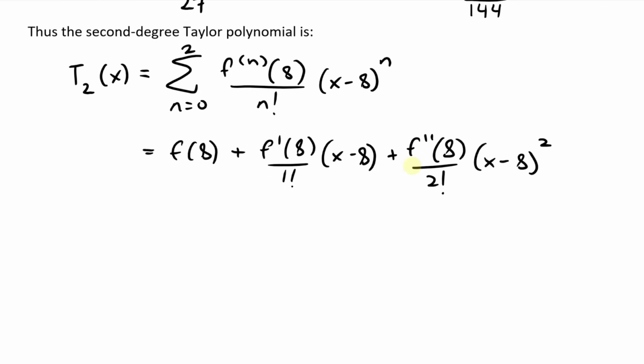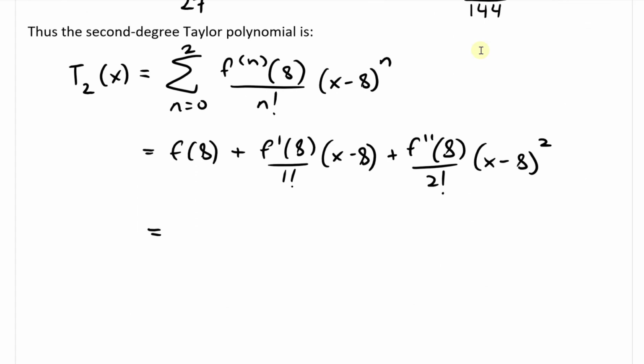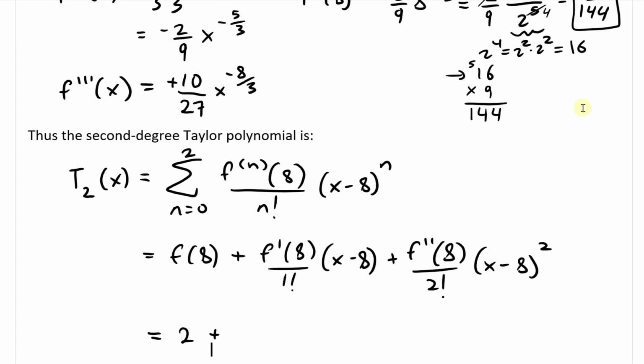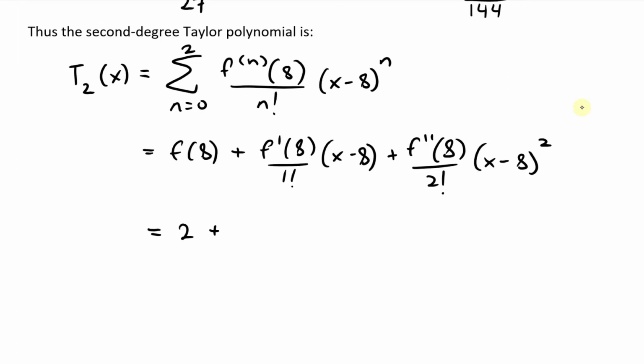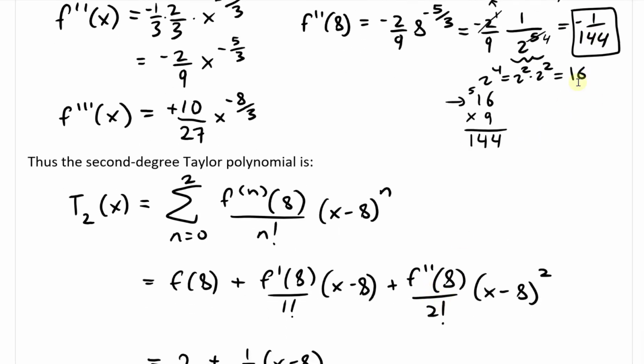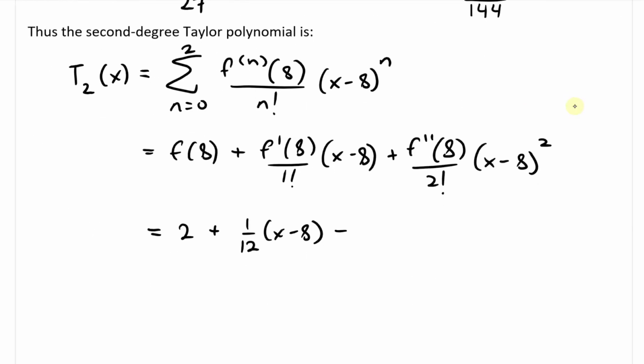Now if we plug in our values, f of 8 is just 2. So this is 2 plus, and then f prime of 8 is 1 over 12, so we have 1 over 12 times x minus 8. And then lastly, f double prime of 8 is negative 1 over 144, but there's also 2 factorial, which is just 2. So multiplying that by 2, that's 288. So it's minus 1 over 288 times x minus 8 to the power of 2.